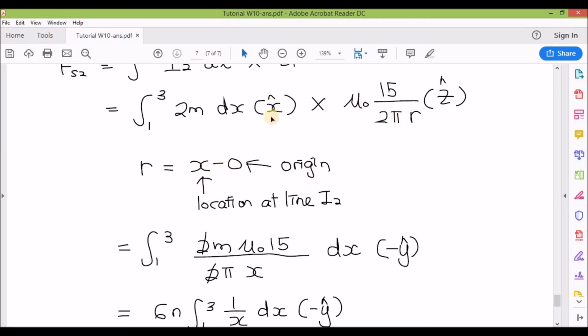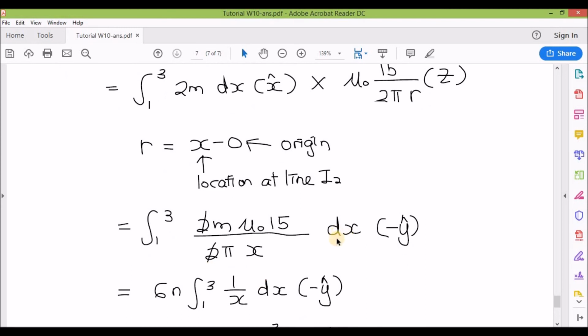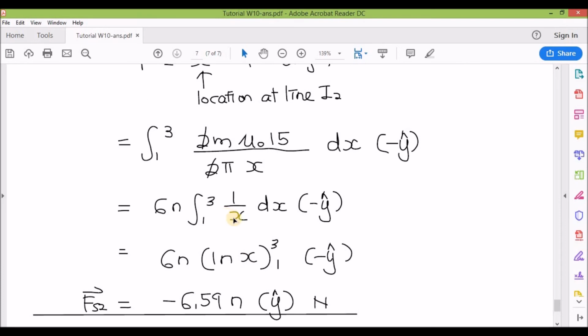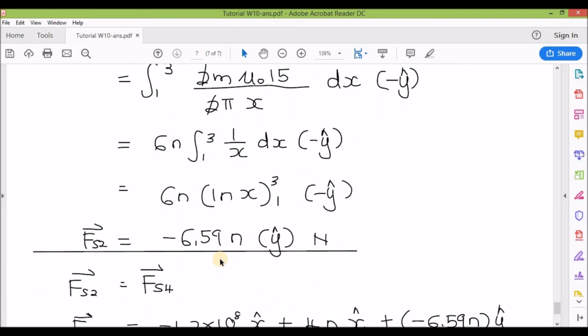If you simplify these and replace this one with x, it will be like this. Now dx is the length of I2 for side 2, so it will be from 1 to 3. You perform this integration. You can use a calculator for this one, you don't need to perform it by hand. So you will get your value equal to this.